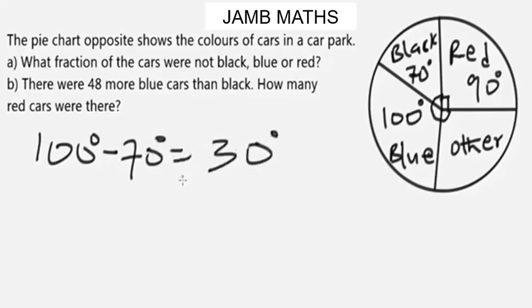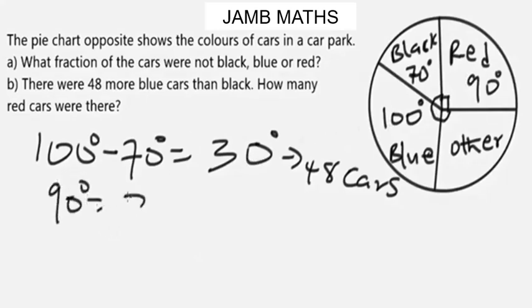Now these 30 degrees will represent the 48 cars. Now that we have 30 degrees to represent 48 cars, to get the number of red cars, you ask yourself, what do we multiply 30 degrees by to get 90 degrees? Remember, the original degrees for the red car is 90. So 90 degrees is the same thing as 3 times 30 degrees. Remember, 30 degrees represents 48 cars.